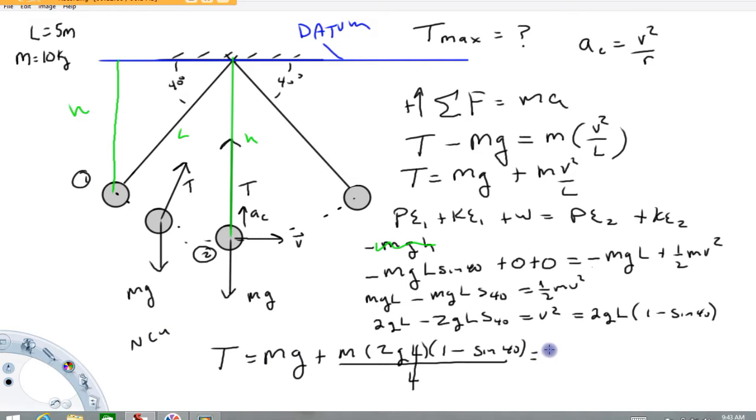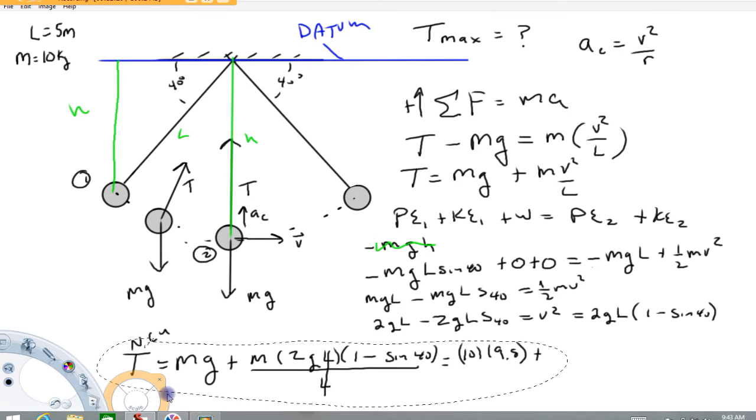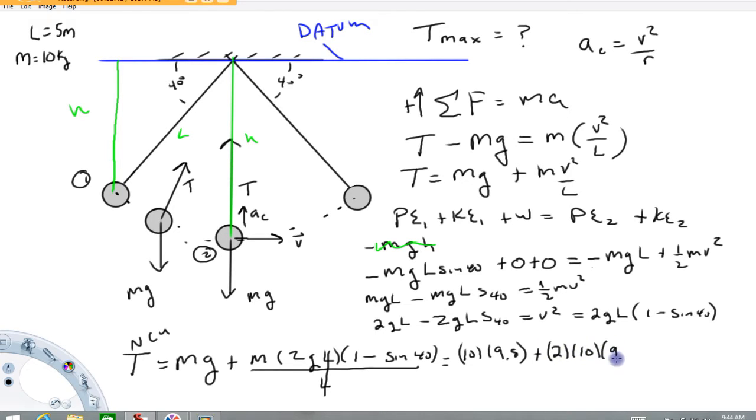Okay, so mg is going to be 10 times 9.8 plus, oh boy, I'm probably going to need a little more room. I'm going to take a moment here, and this program's really nice for stuff like this. Just make myself more room. All right, so mg plus, this is 2mg, so I'm going to go ahead and write that 2 first, the m, the g, and times 1 minus sine 40.